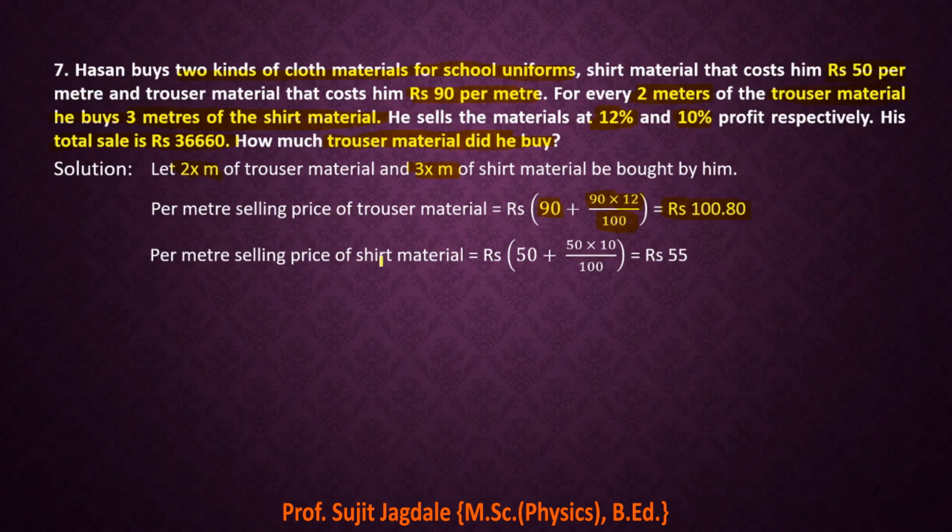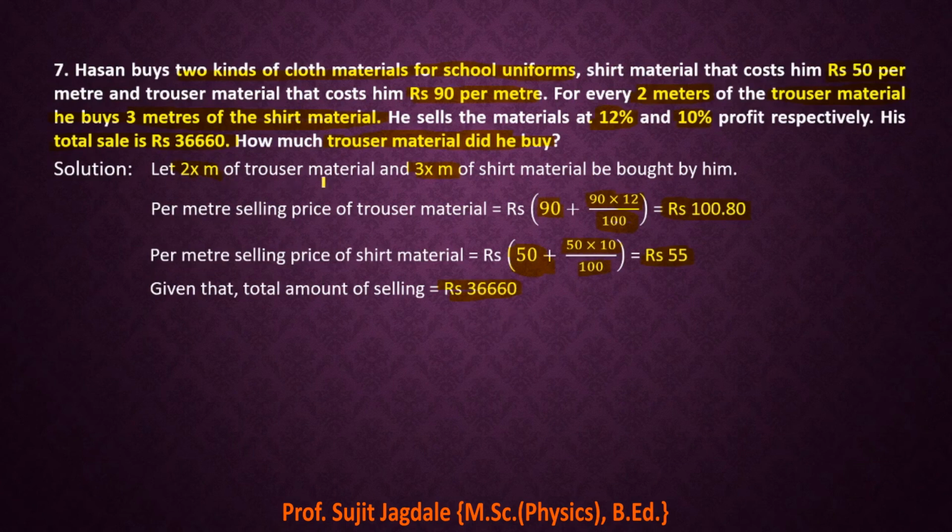The same can be calculated for shirt material. SP for the shirt material is 50 plus 50 into 10 divided by 100, that is CP plus CP into percentage profit divided by 100. So CP is 50, profit percentage is 10, and the solution is Rs 55. So we have the SP of trouser as well as shirt material, and we know the total amount of selling, which is 36,660.